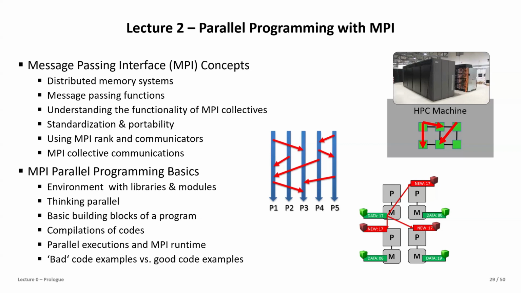So which compilers are there? Then a little bit of thinking in parallel is also something which we will tackle. So what are the basic building blocks of an MPI program? What is the MPI runtime and why can we basically program these days MPI applications not knowing how many CPUs we really get? So there are some bad coding examples versus good coding examples.